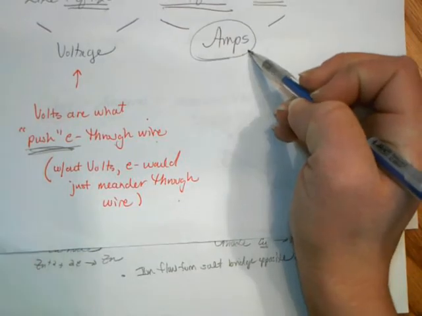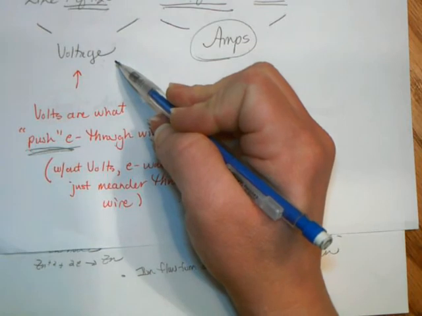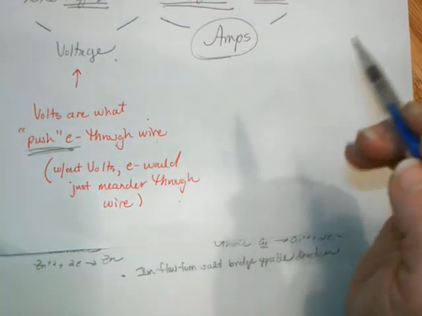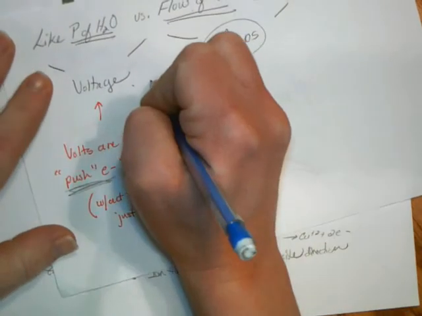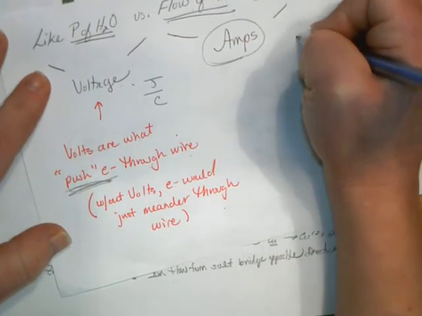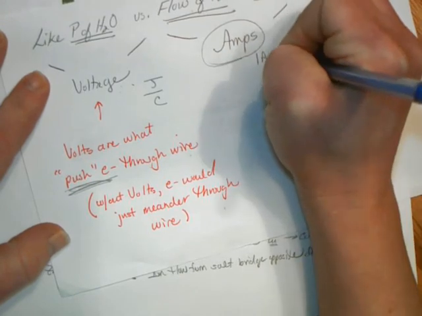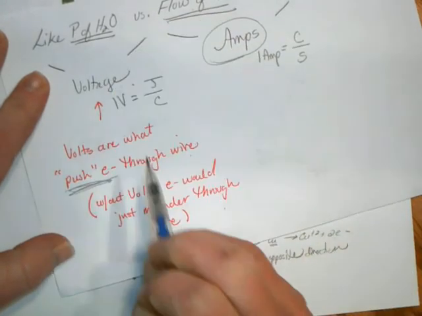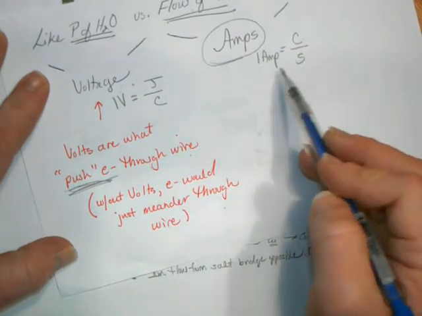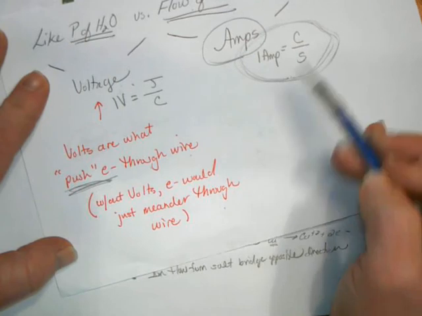Amps is the flow, but without voltage, there would be no reason for the water to flow or the electrons to flow. Voltage, remember, is energy per coulomb, and amp is coulomb per second. Again, a volt is a joule per coulomb, and amp is a coulomb per second. So it's the rate, if you will, the flow.